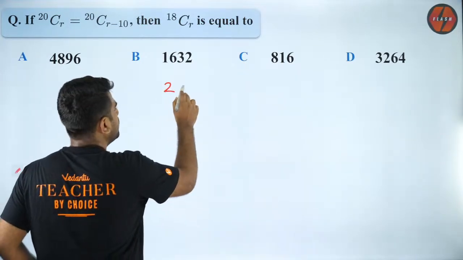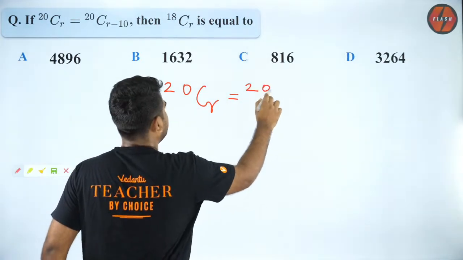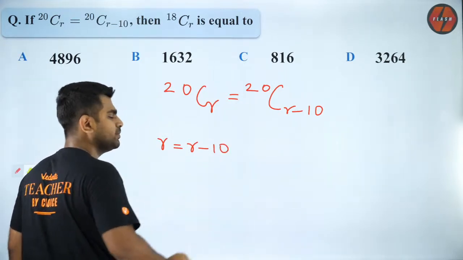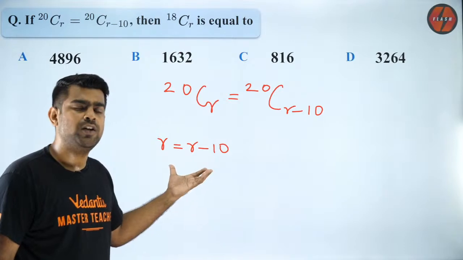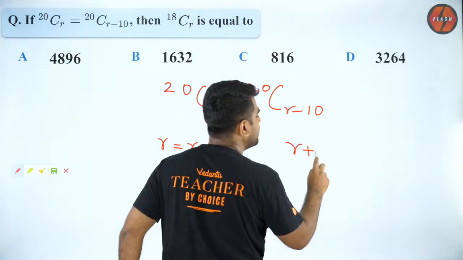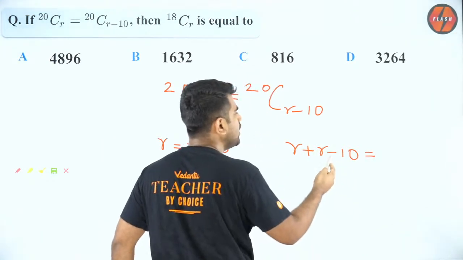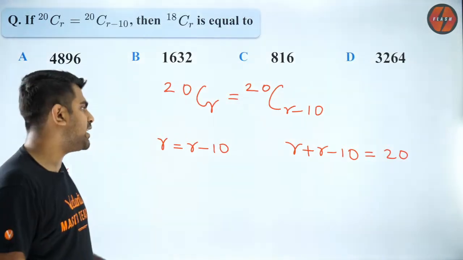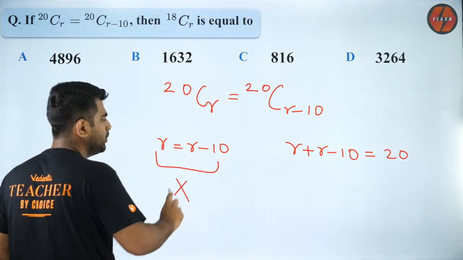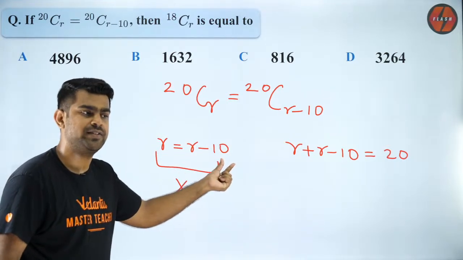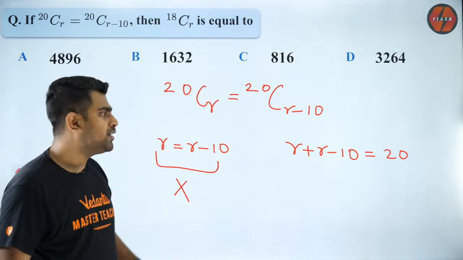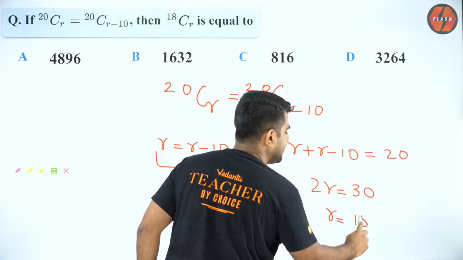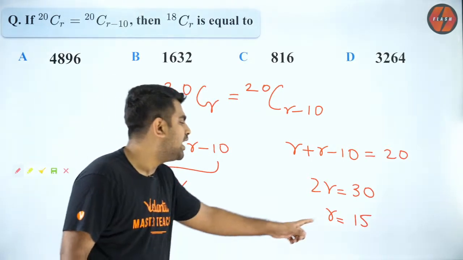So first of all, guys, 20CR is equal to 20C(R minus 10). So can I say R is equal to R minus 10? So this is one possibility. Or the other possibility is R plus R minus 10 is equal to 20. Are you guys able to follow that? Yes, everybody. So this is not possible because R cannot be equal to R minus 10. Everybody clear? Now, if I do this, I will get 2R is equal to 30 and I will get R is equal to 15. So the answer is R is 15.